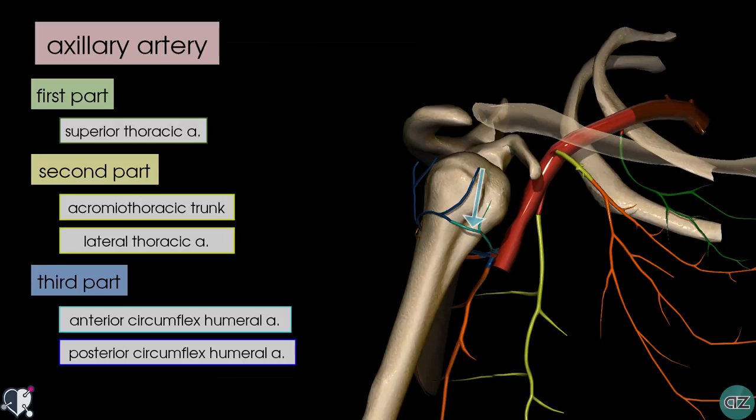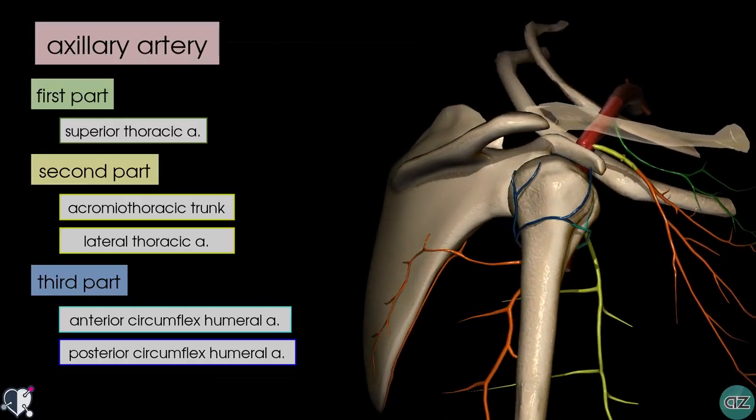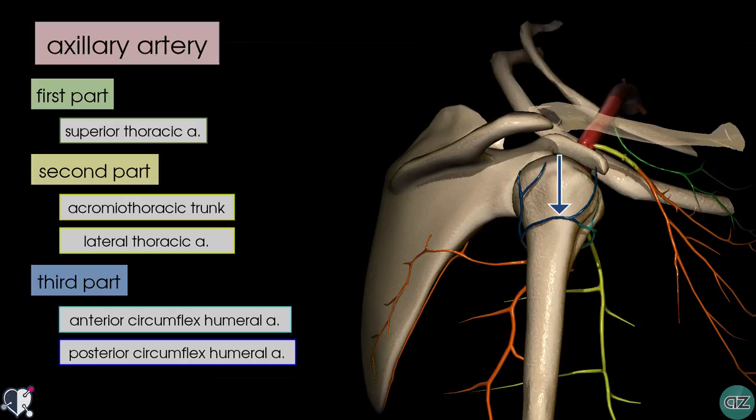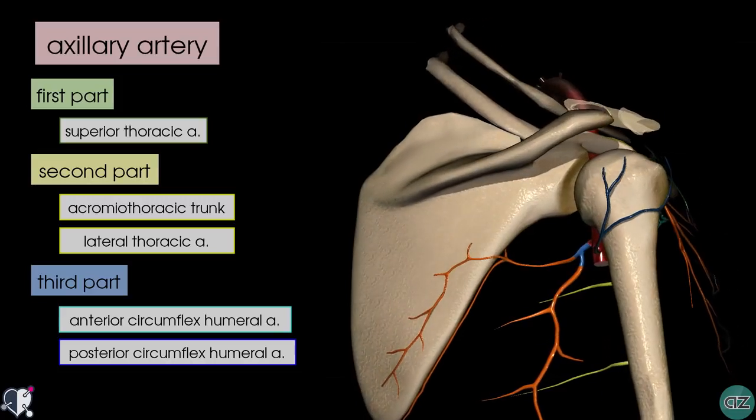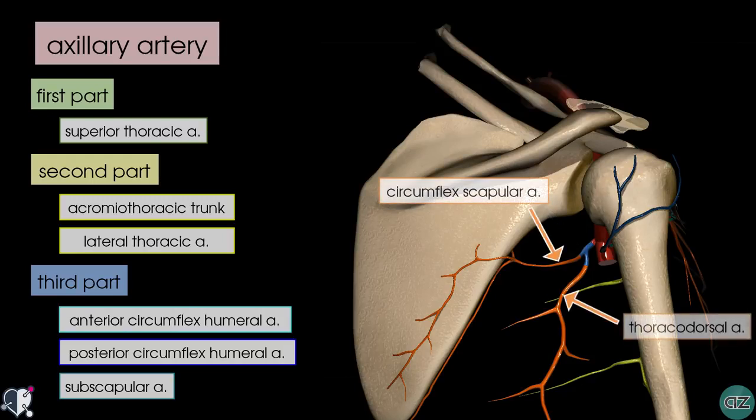You can see the anterior circumflex humeral artery here in light blue running in front of the surgical neck of the humerus and anastomosing with this artery, the posterior circumflex artery. And just rotating fully round to the back, you can see the subscapular artery coming off. The subscapular artery is the largest branch of the axillary artery, and you can see 2 of its branches here, the scapular circumflex artery and the thoracodorsal artery.